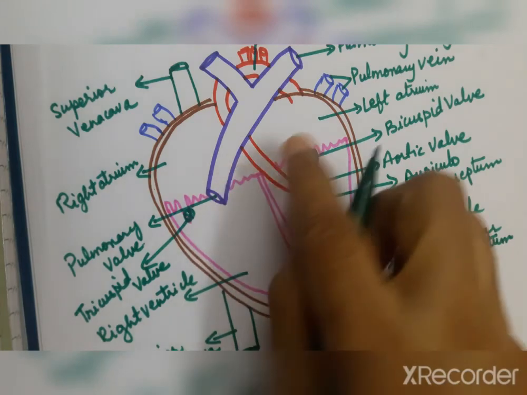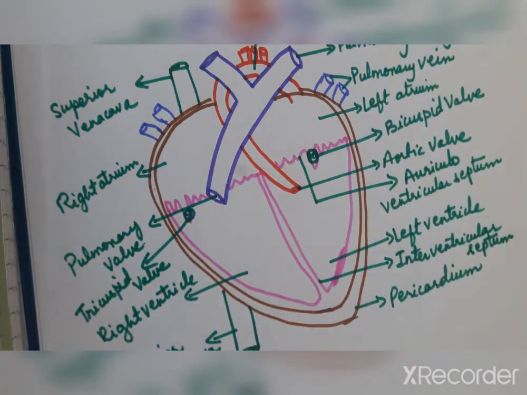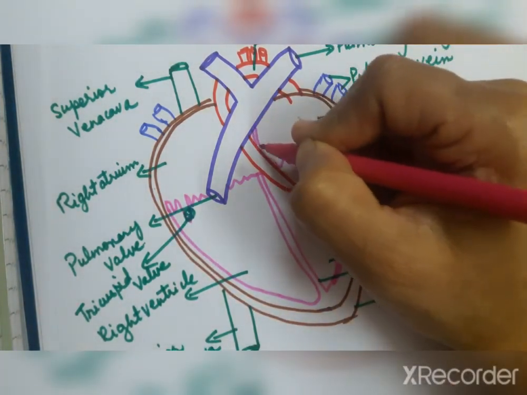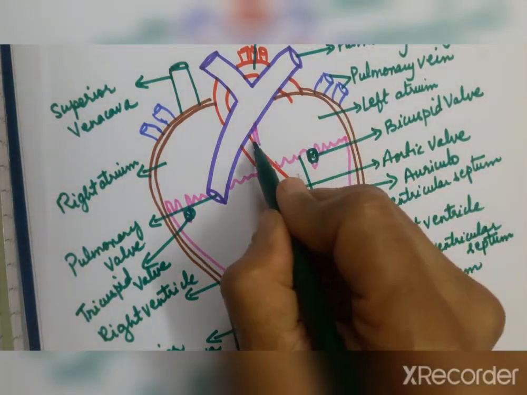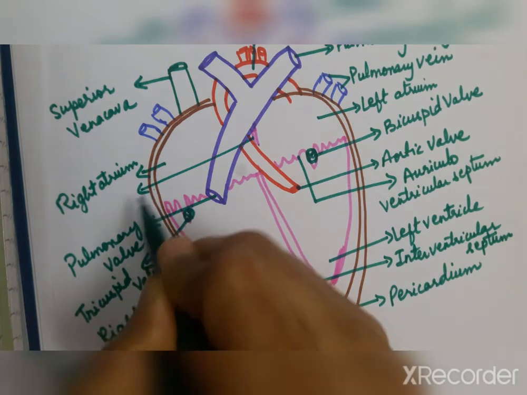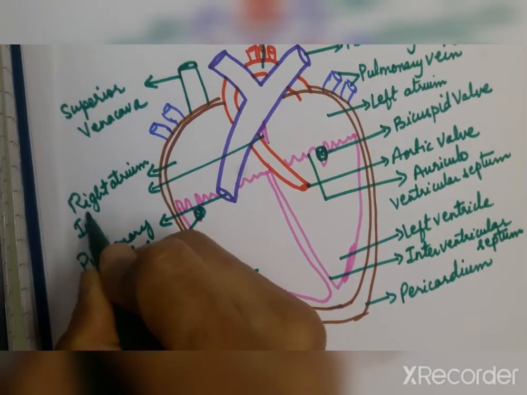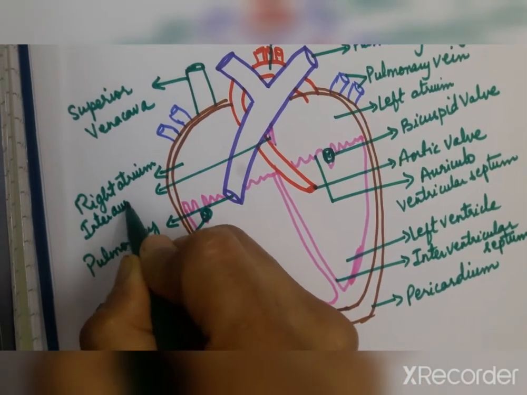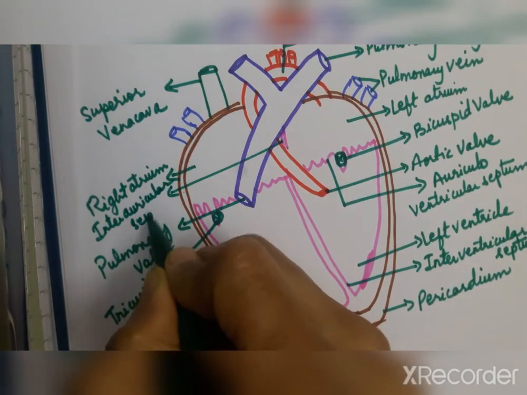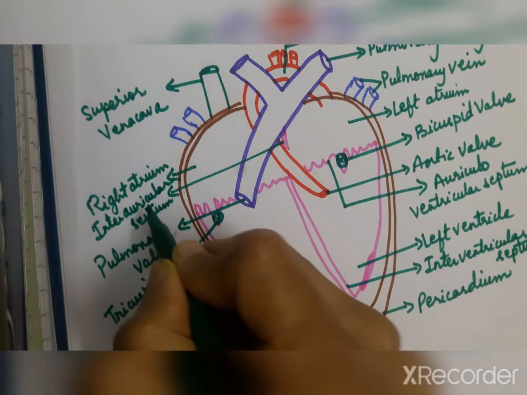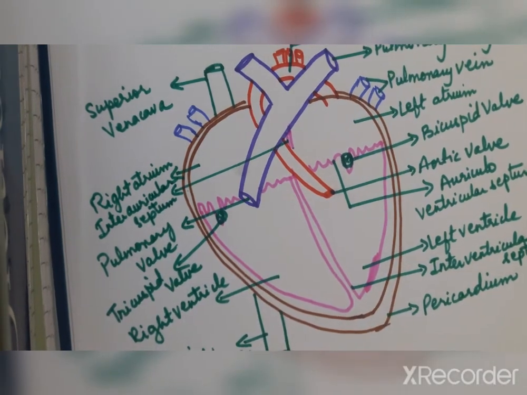And the 2 auricles are here, they are separated by the interauricular septum, interventricular and interauricular, this one. Interauricular septum. With this we complete the labeling.